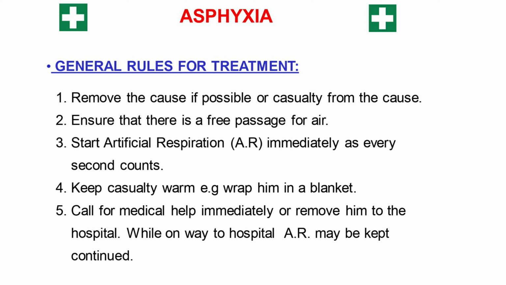General rules for treatment: 1. Remove the cause if possible, or remove the casualty from the cause. 2. Ensure that there is a free passage for air. 3. Start artificial respiration, AR, immediately as every second counts. 4. Keep casualty warm, for example, wrap him in a blanket. 5. Call for medical help immediately, or remove him to the hospital. While on the way to hospital, AR may be kept continued.